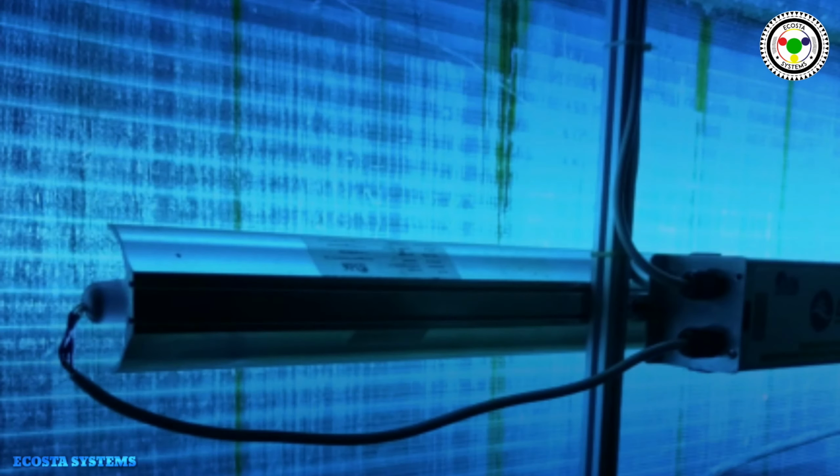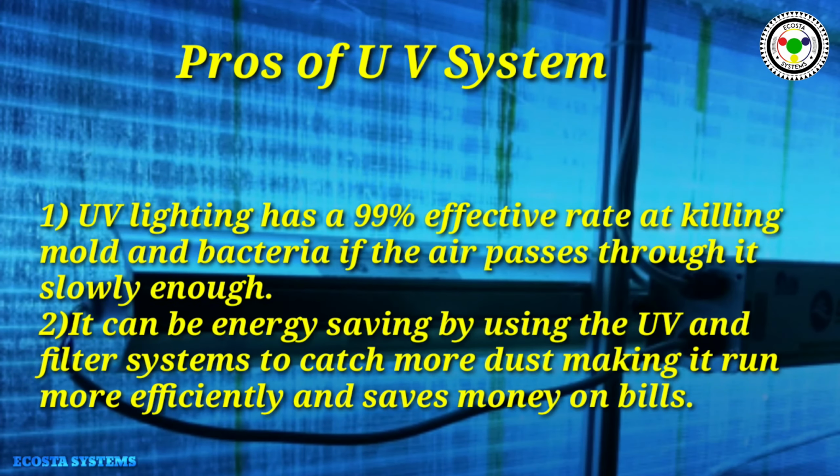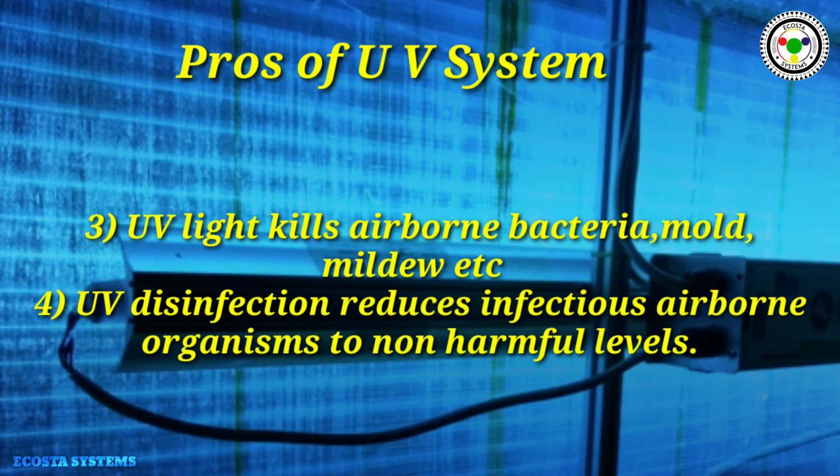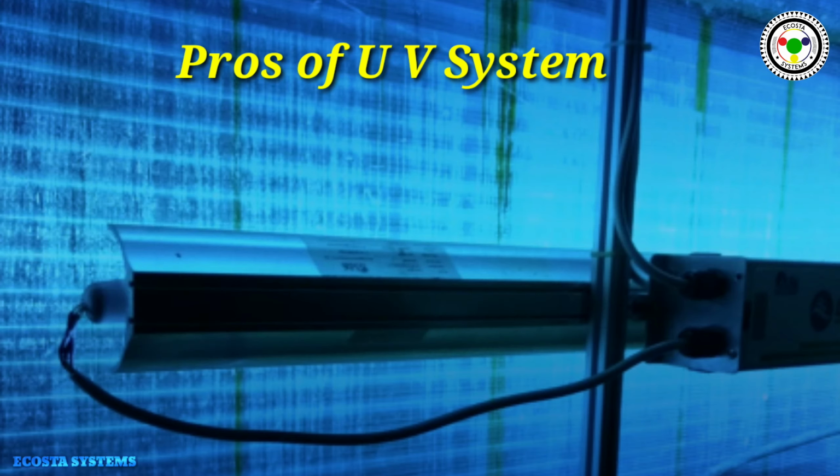Pros of the UV system. 1. UV lighting has a 99% effective rate at killing mold and bacteria if the air passes through it slowly enough. 2. It can be energy saving by using the UV and filter systems to catch more dust, making it run more efficiently and saves money on bills. 3. UV light kills airborne bacteria, mold, mildew, etc. 4. UV disinfection reduces infectious airborne organisms to non-harmful levels.